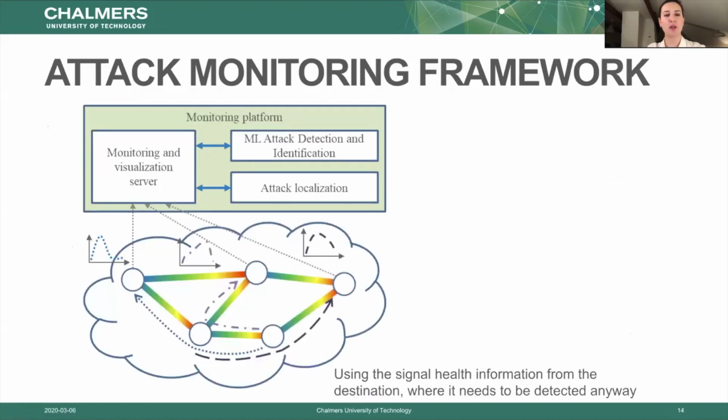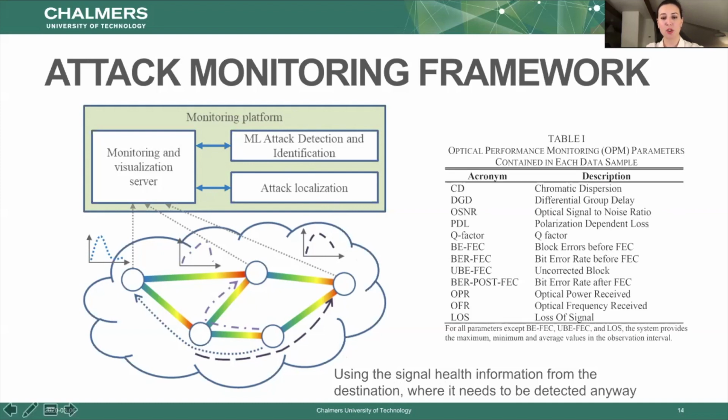Our attack monitoring framework looks like this. The coherent receivers report the OPM data to the monitoring and visualization server, which then communicates with the model for attack detection and identification based on machine learning, and another model for localizing the attack. It's also important to notice that we only use the health information from the destination where the signals need to be detected anyway. So we don't require any costly monitors or extra devices to be deployed in the network.